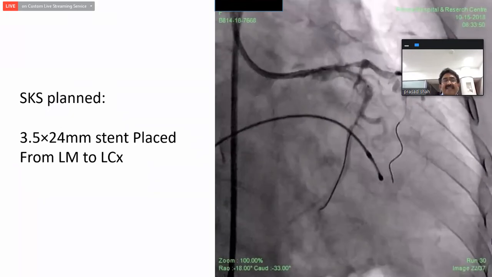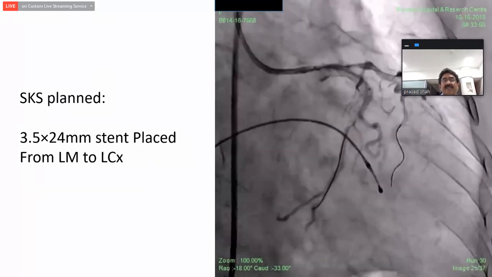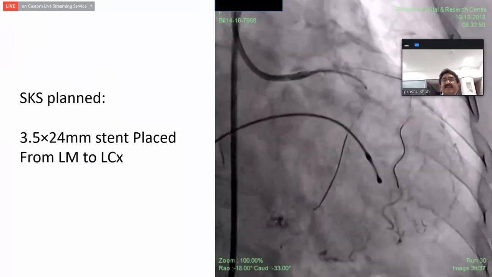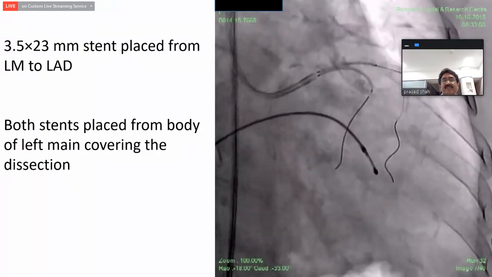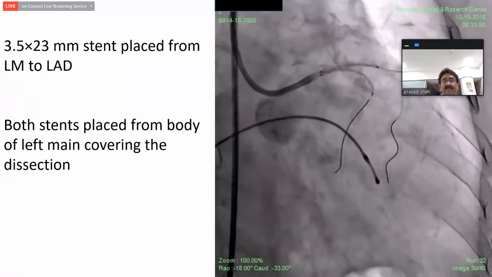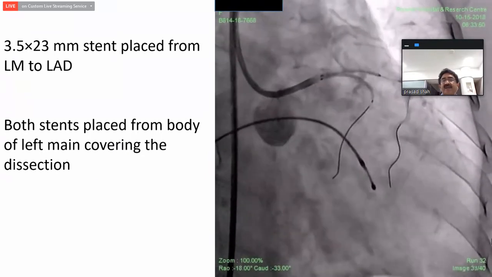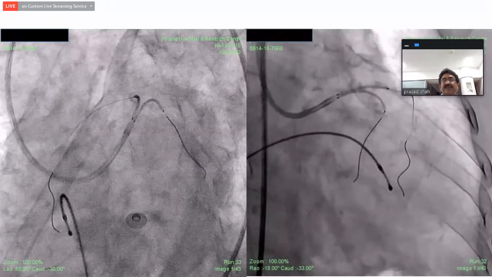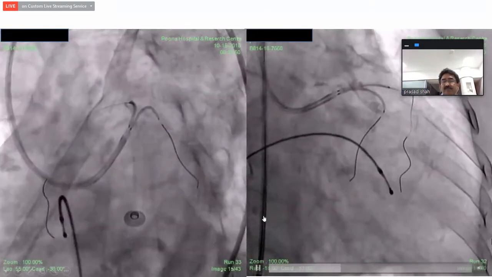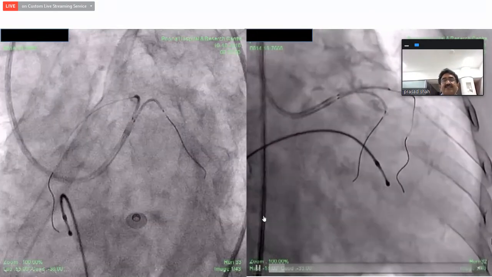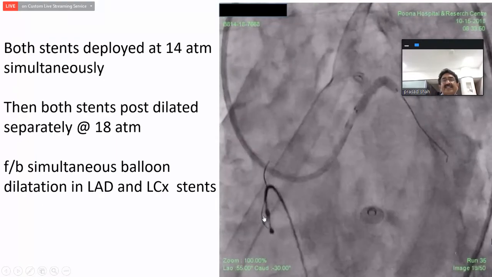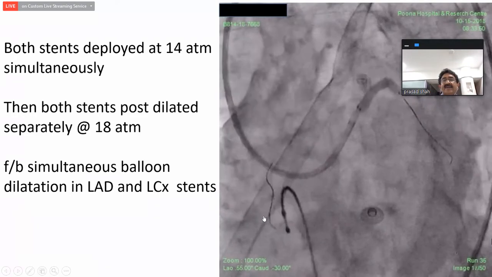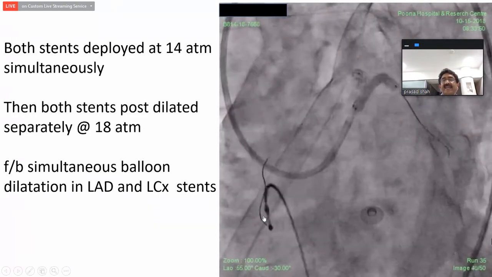For the SKS, I used a 3.5 by 24 millimeter stent, which was placed from the left main into the LCX, and took another 3.5 by 23 millimeter stent from the left main into the LAD. Both were placed from the body of the left main covering the dissection. We confirmed that in different views. And once that was confirmed, both the stents were deployed simultaneously, initially at 14 atmospheres. Then after deflation, I separately dilated each of these stents to 18 atmospheres.